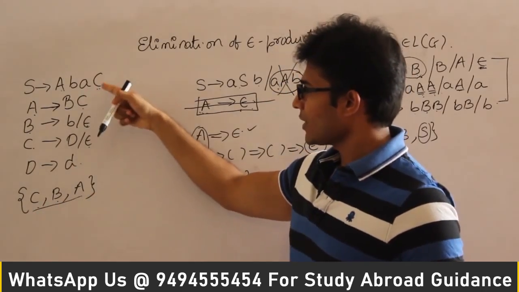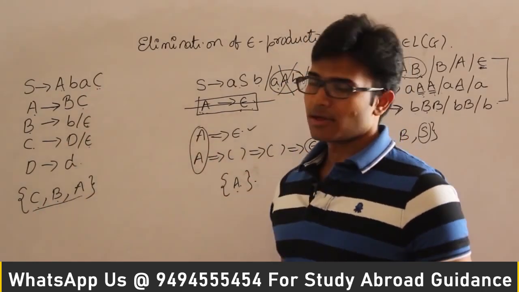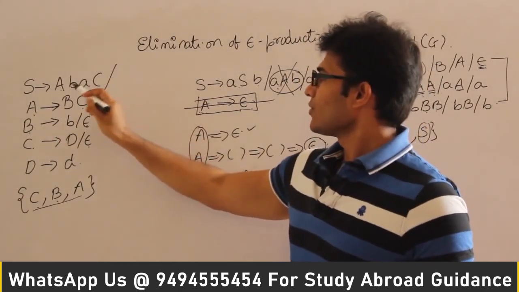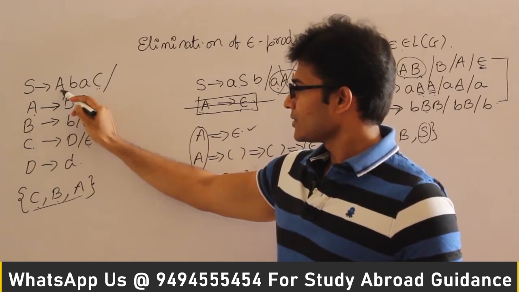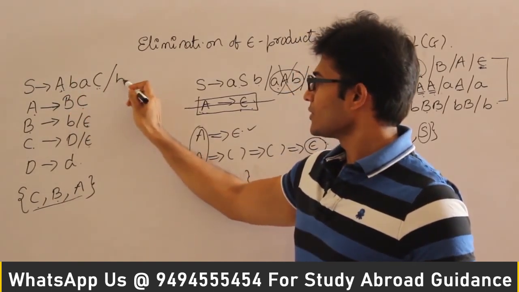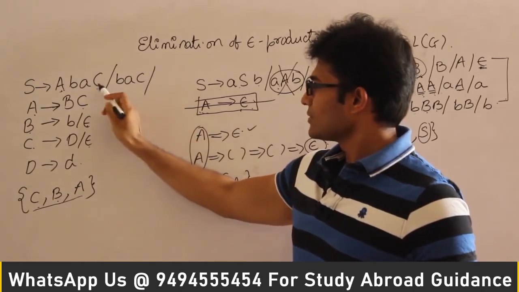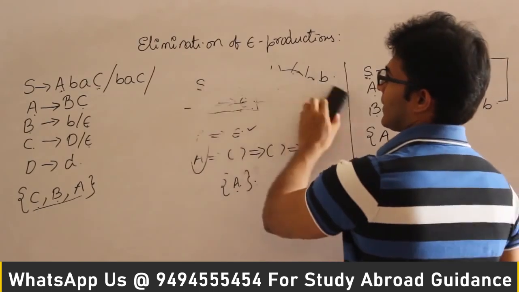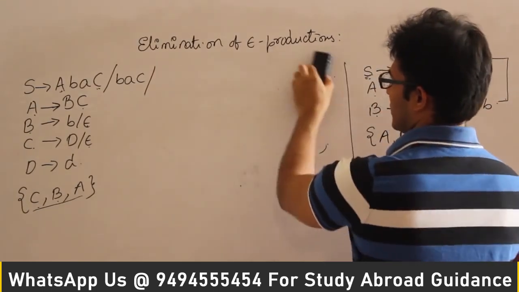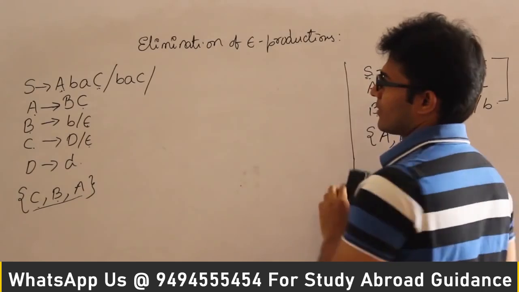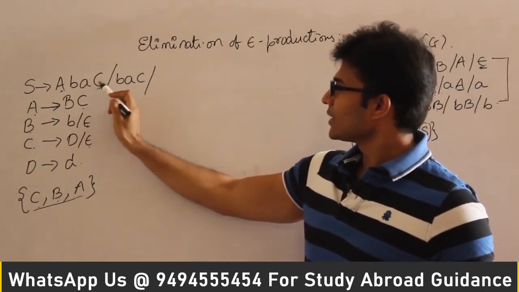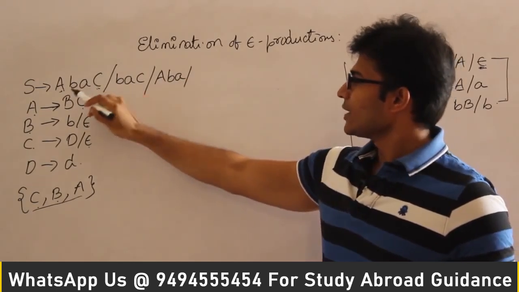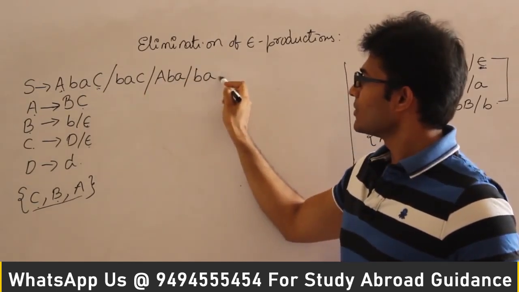Now you could take every right hand side and then you can replace it with and without the nullable symbols. See this? Now since A is nullable, I replace it with A as well as without A. Then what is it? BAC, right? And since C is nullable, I will replace it with it and without it. So what do I get? Since C is nullable, I'll write it with it and without it. And since A and C are nullable, I'm going to write it BA.